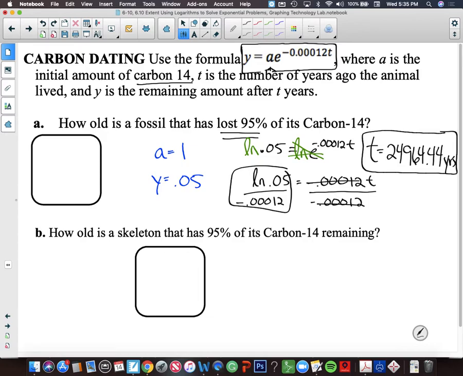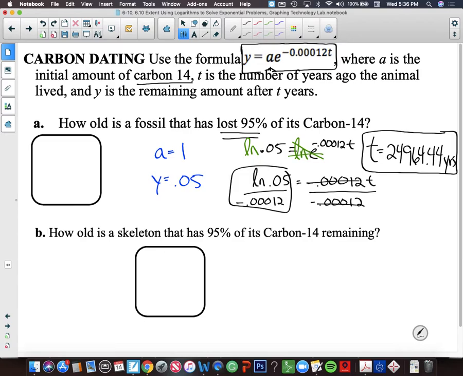So 24,964.44 years. That's where they get the big numbers from in carbon dating. When they say something is millions and millions of years old, they look at how many atoms of carbon is in a fossil or something like that. They use this formula or something similar to this, depending on the creature, and then they can figure out how old it is.